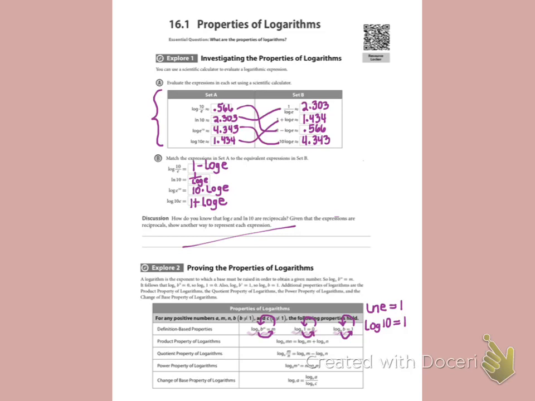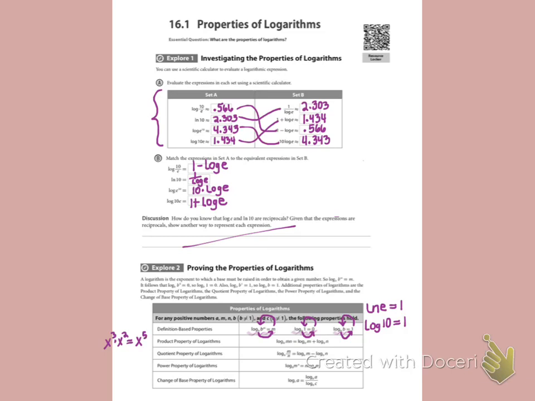Now, the next property we're going to learn is called the product property of logarithms, and it comes back to the exponent property that's also called the product property of exponents. And here's an example of that. So if I had x to the third times x squared, we know that in order to combine them together, they have to have the same base, which they do, and when they do, then we go ahead and add the exponents. So that would be x to the fifth power.